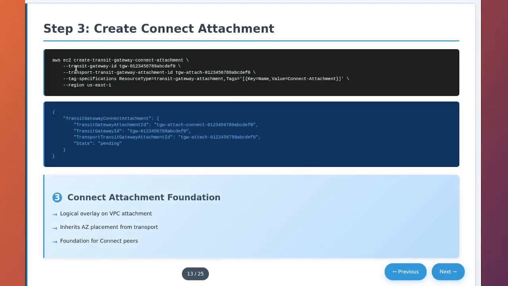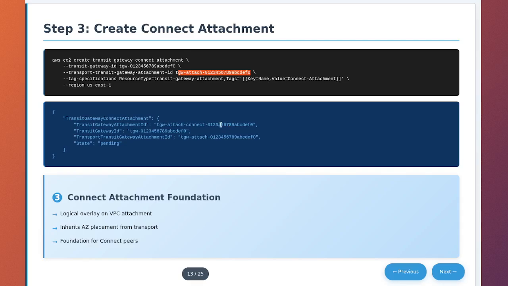Step 3. Create Connect attachment. The Connect attachment is the foundation for your GRE tunnels. It uses the VPC attachment as its transport mechanism. Think of it as a logical overlay on top of the physical VPC attachment. This attachment inherits the availability zone placement from the underlying VPC attachment, which is why we needed subnets in multiple AZs in the previous step.